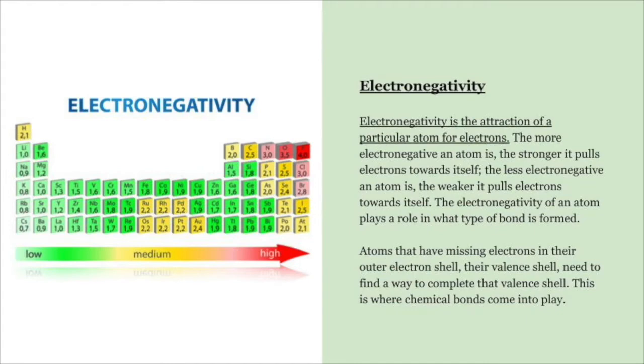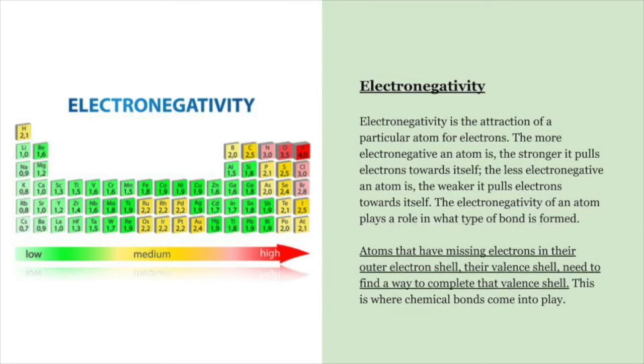Electronegativity. Electronegativity is the attraction of a particular atom for electrons. The more electronegative an atom is, the stronger it pulls electrons towards itself. The less electronegative an atom is, the weaker it pulls electrons towards itself. The electronegativity of an atom plays a role in what type of bond is formed.